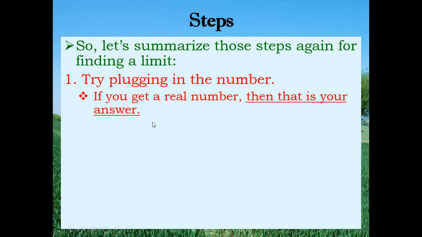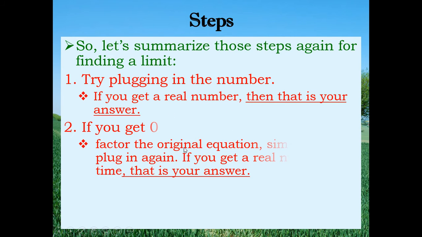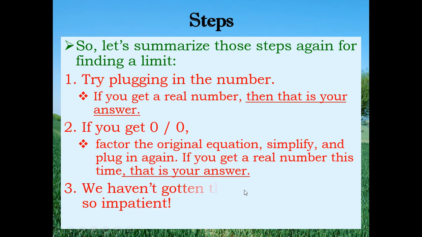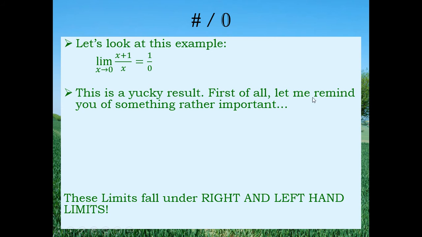So if we plug in the number and get a real number, that's our answer. If we get 0 over 0, try to factor the original equation, simplify and plug in again. And then if you get a real answer, that is the answer to the limit, okay? It's not an answer to the function, but it's an answer to what the limit of that function is. Okay, we haven't gotten to step 3 yet. We'll take a look at that now.